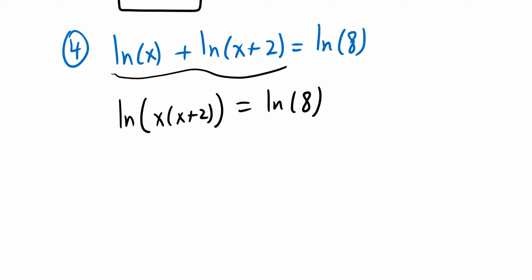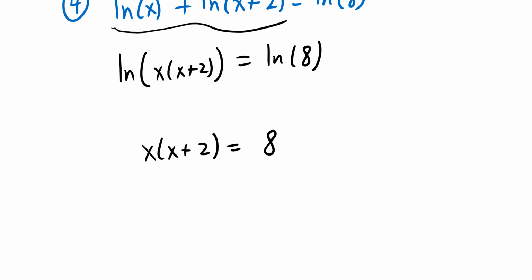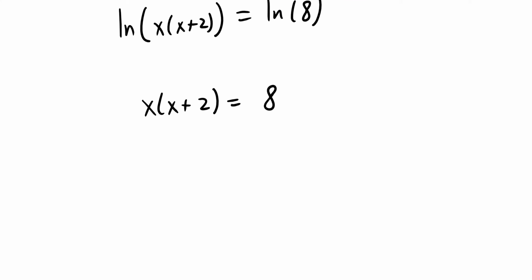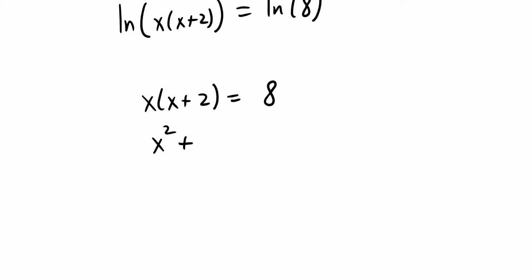And we tell the students you can drop ln, but mathematically, it's kind of like e to both sides. e to the ln of anything is the thing itself, and e to the ln of 8 is 8. But some students look at it like, hey, I can drop ln on both sides, but mathematically it's wrong. So now what we need to do is multiply this out. You get x squared plus 2x equals 8.